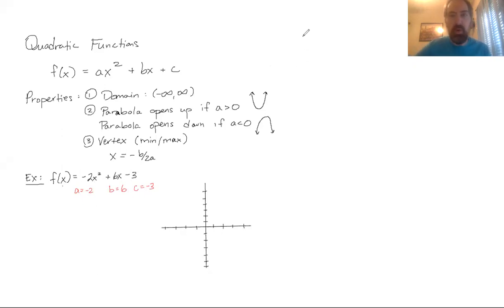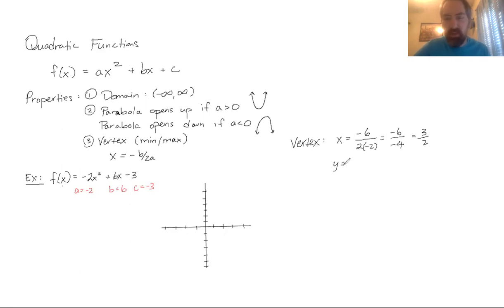And on the first observation, since A is negative, we know the parabola is going to open down, so it's going to have this shape here. So the vertex is going to be a maximum. So let's find that vertex first. And the vertex is x equal negative b over 2a. That's negative 6 divided by negative 4, which will simplify to 3/2.